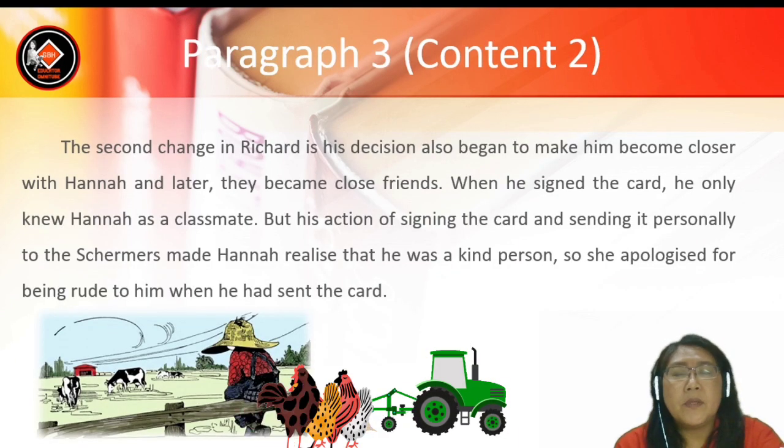Now let's look at paragraph 3. We are using content 2. The second change in Richard is that his decision also began to make him become closer with Hannah, and later they became close friends. When he signed the card, he only knew Hannah as a classmate, but his action of signing the card and sending it personally to the Shermans made Hannah realize that he was a kind person, so she apologized for being rude to him when he had sent the card.